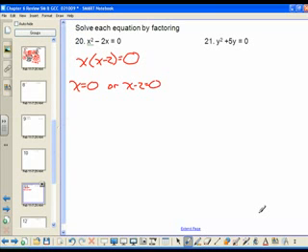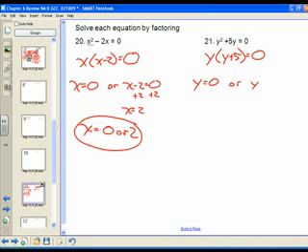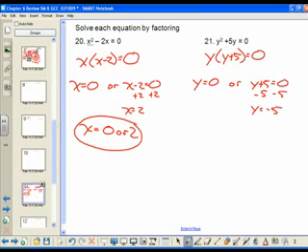So this is done. x equals 0. Add 2 to both sides. x equals positive 2. So x is going to equal 0 or 2 would be our answer. Up here, we're going to factor out a y. So y equals 0 or y plus 5 equals 0. We would subtract 5. y equals negative 5.